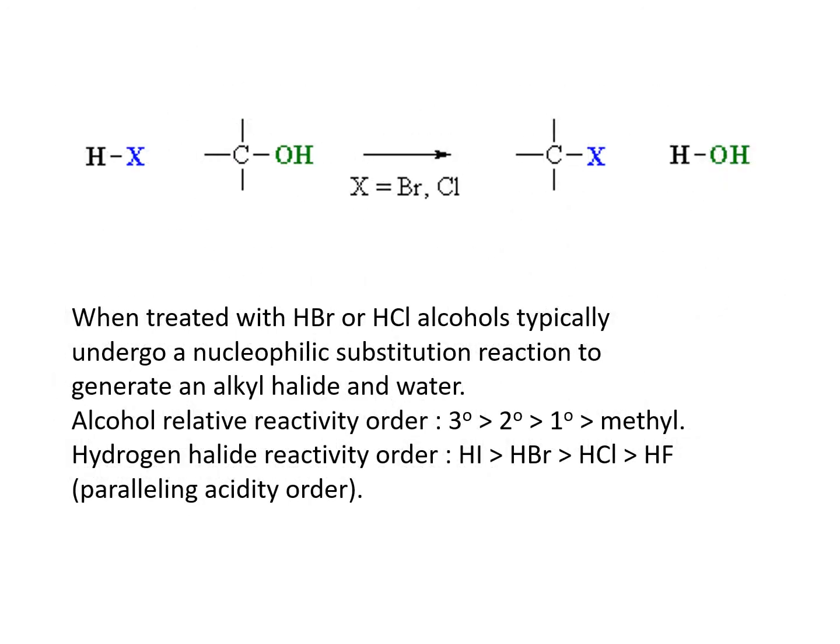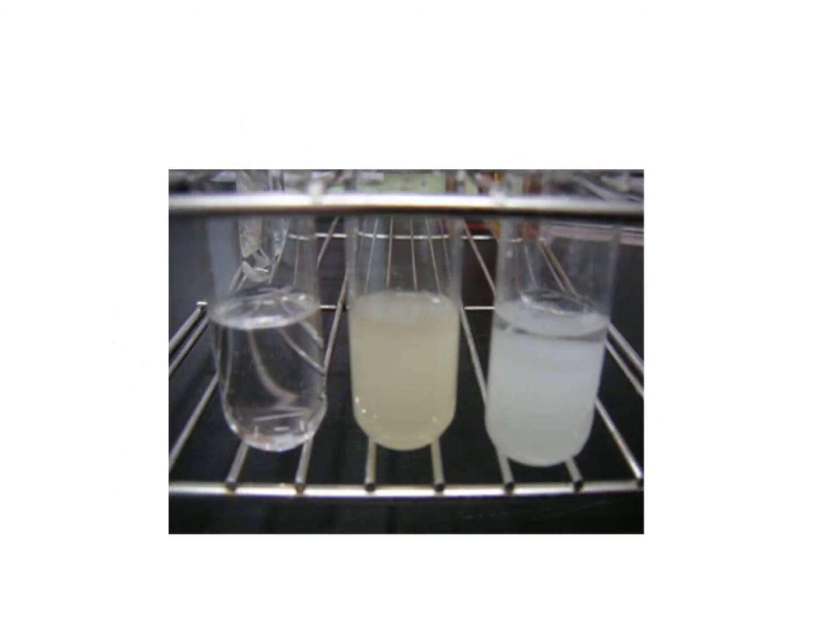So this is the chemistry involved. This is a substitution reaction. The halogen of the hydrogen halide replaces the OH group, so you will form the alkyl halide. This is the test reaction. This is a negative result for primary alcohol, turbidity for secondary alcohol, and separation of layers for tertiary alcohol.